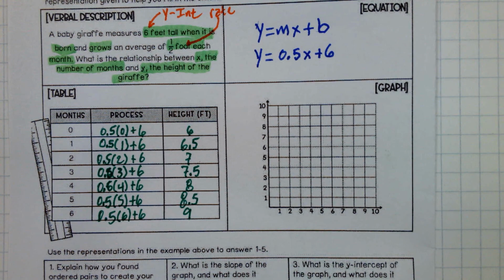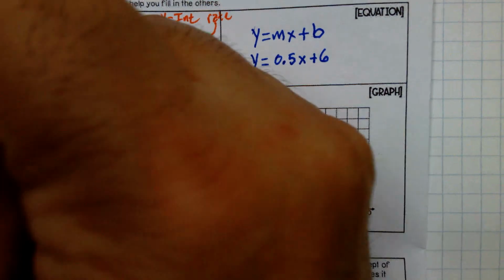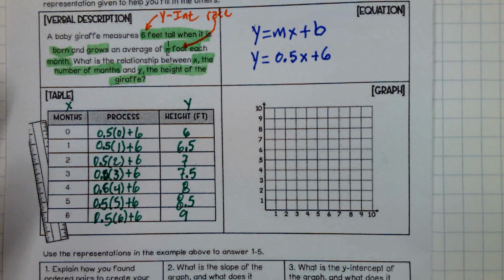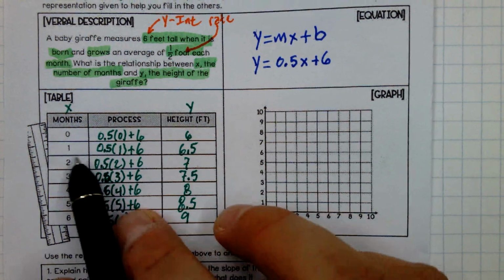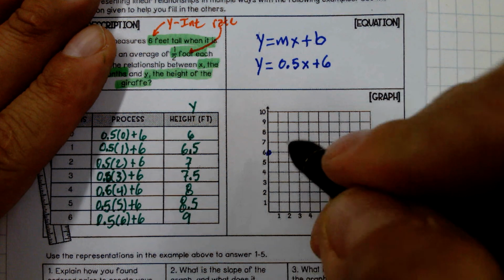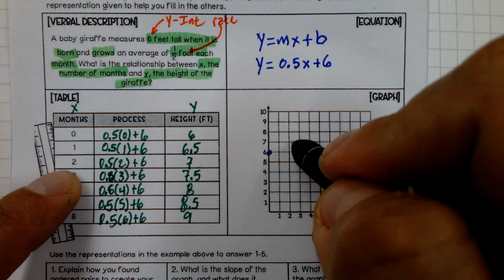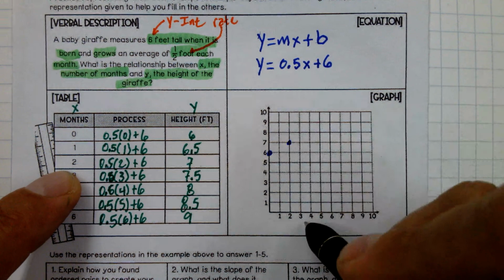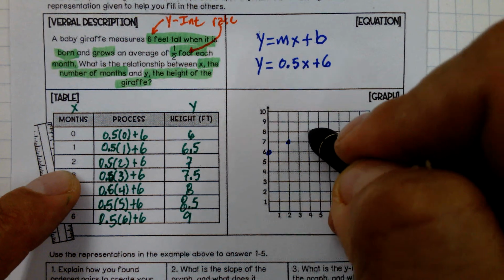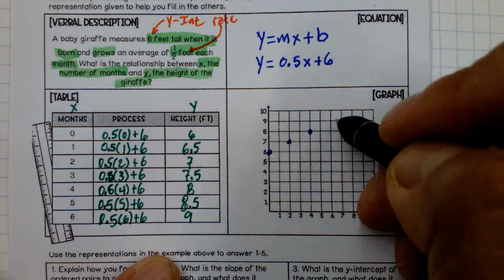Now, let's go ahead and plot some of these points. So this is our x value. This is our y value. Let's make some points and graph it. So we're going to start at 0, 6. I think I'll skip over and do 2, 7. And 4, 8. And 6 and 9.